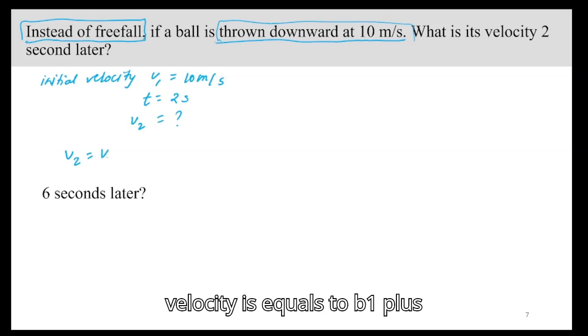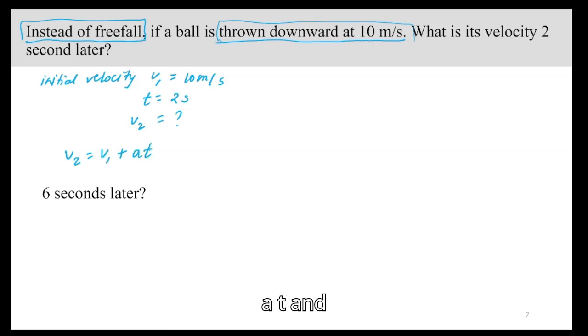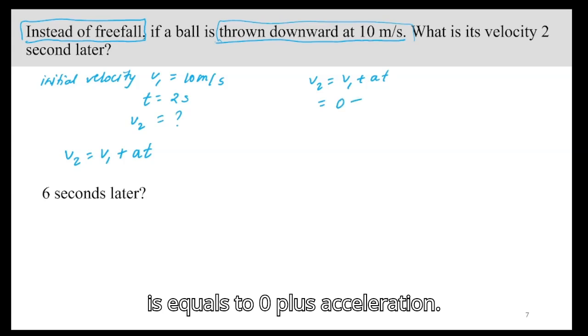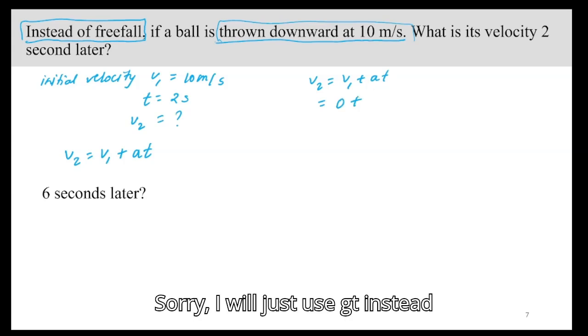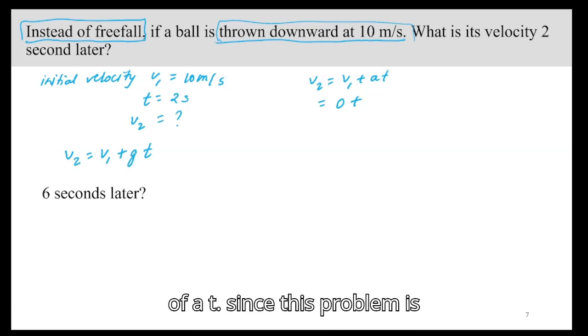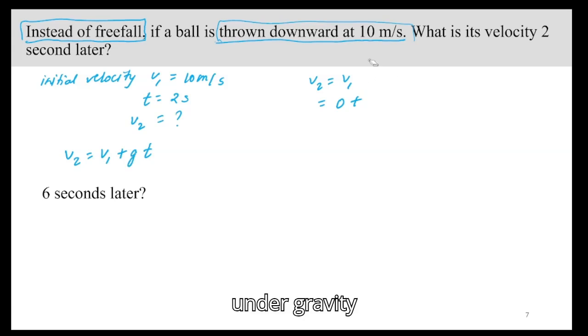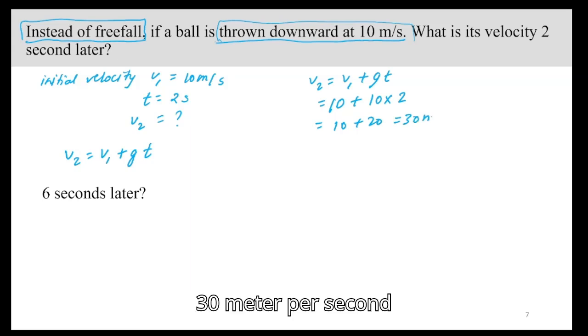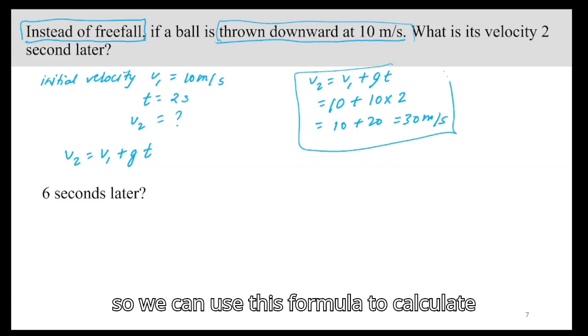Final velocity v2 equals v1 plus at, and v2 equals v1 plus at equals 10 plus acceleration. Sorry, I will just use gt instead of at since this problem is under gravity. So 10 plus 10 times 2 equals 10 plus 20 equals 30 meter per second. So we can use this formula to calculate the velocity.